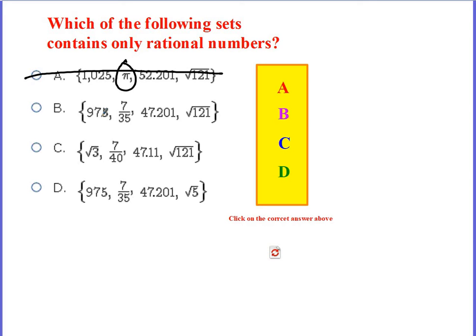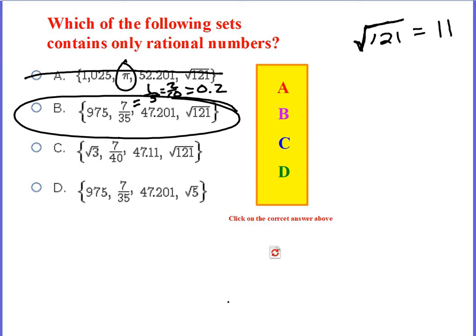7 over 35. Well, 7 over 35 I can write as 1 over 5. And 1 over 5 is equal to 2 over 10, which is 0.2. So I know that it is a terminating decimal, so it is rational. Here, 47 and 201 thousandths terminates, so it's rational. And then the square root of 121. This is where it helps to know my perfect squares. I know 121 is a perfect square, and its square root is 11. So right now, my best guess is that B is the correct answer.